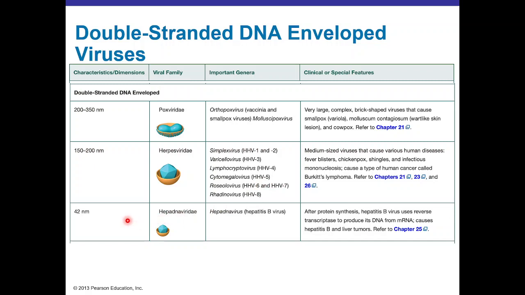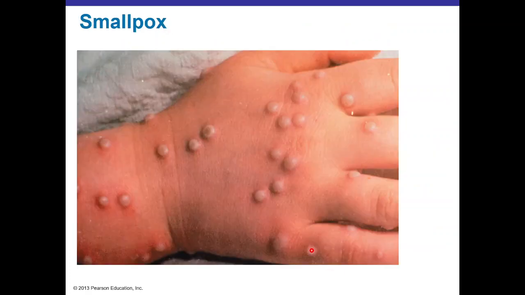Hepadnaviridae is a small virus, measures 42 nanometers. It has hepatitis B virus as an important genus. And then we have this virus that has this reverse transcriptase, hepatitis B virus, and causes hepatitis B and cancer in the liver.